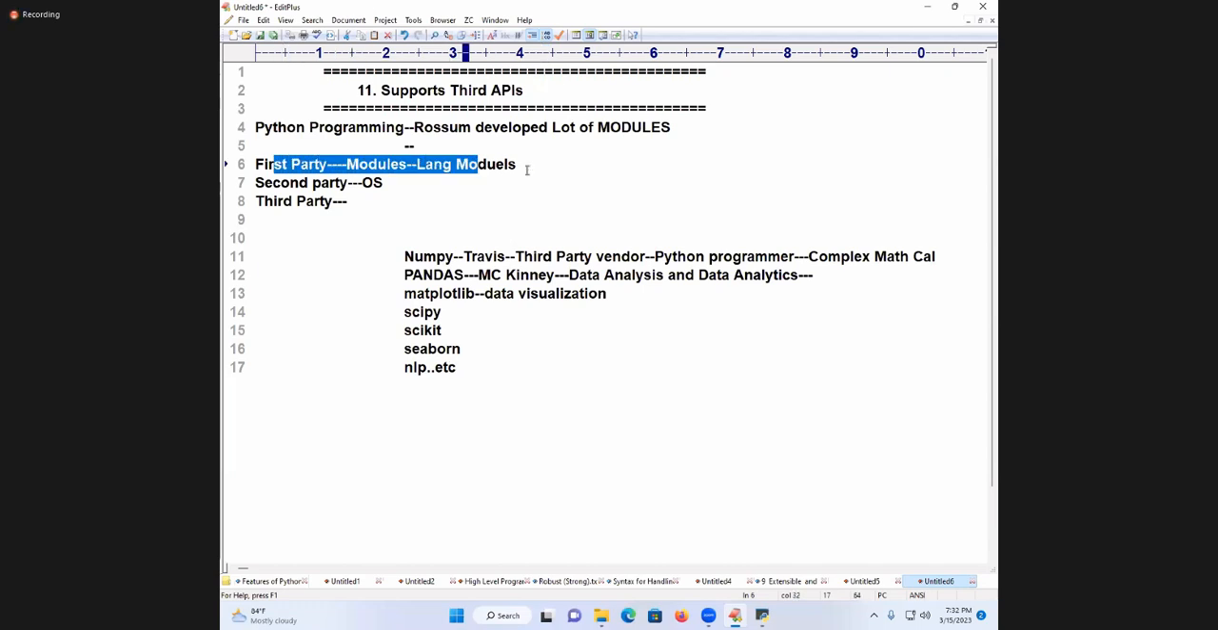First party is always language related. Second party is always underlying OS related libraries. Third party are IDEs, databases, and these kinds of extra modules. There is no fourth party or fifth party like political parties. No such parties are available.